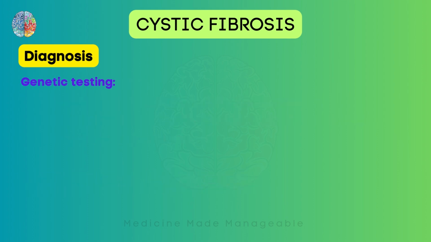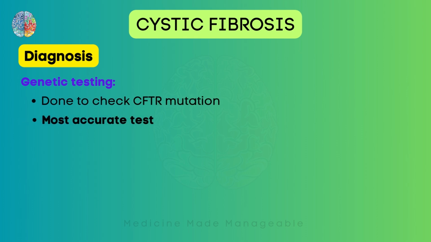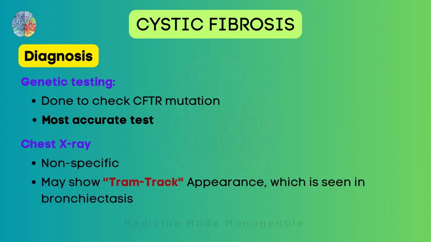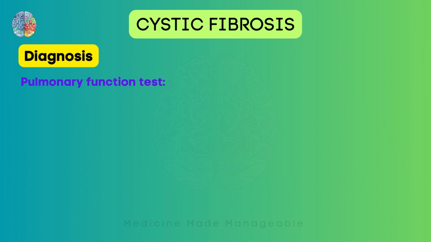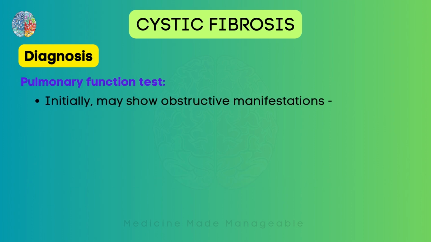Now we can also do genetic testing which will show us a CFTR mutation. It is the most accurate one. We can do a chest x-ray which can show non-specific signs such as a tram track appearance, which is mostly seen in bronchiectasis. I've covered this part in my bronchiectasis video also. We can do pulmonary function tests. So initially, it may show as an obstructive disease, where the FEV1 to FVC ratio is decreased.